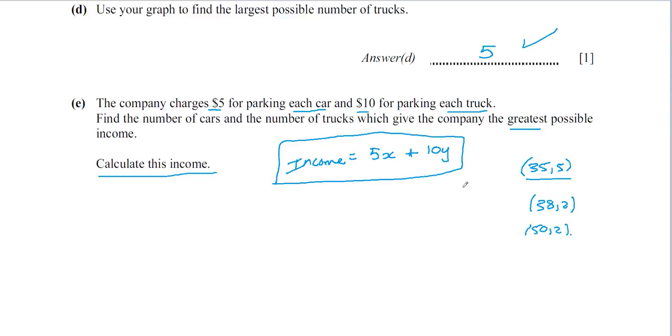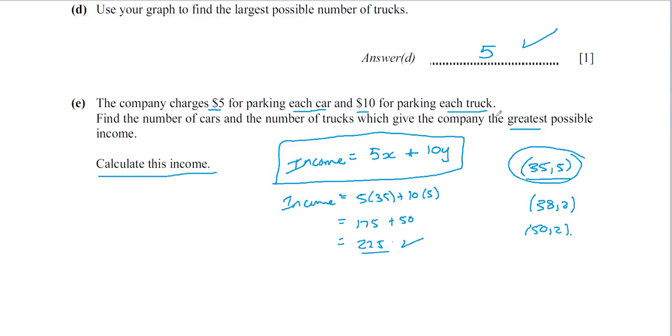So let's have a look at this coordinate, 35 and 5. The income is going to be equal to 5 times 35 plus 10 times 5, which is going to be 175 plus 50, which is equal to 225. Just double check that on your calculator, I might not have got that correct, but that's for the first coordinate. For the second coordinate, 38 and 2, it's going to be 5 times 38 plus 10 times 2 will be the income. So 5 times 38 is 190, plus 20 is equal to 210.